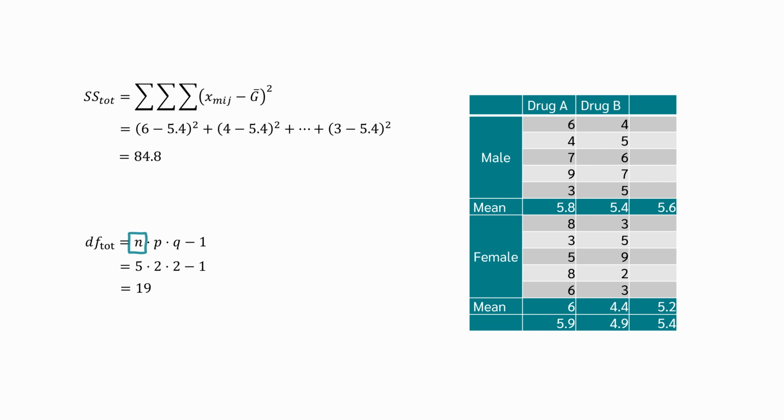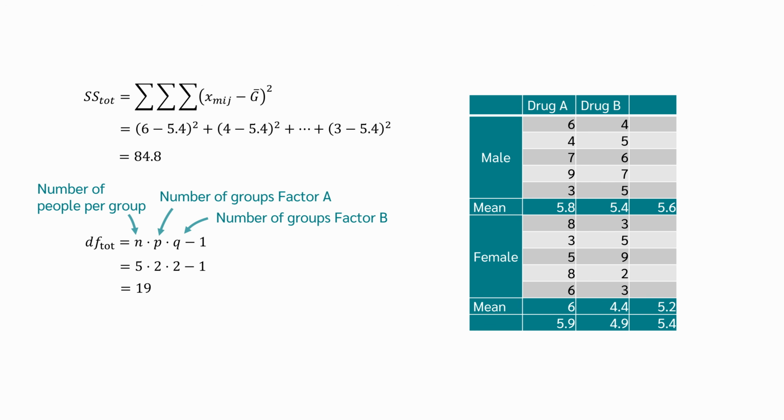The degrees of freedom are given by n times p times q minus 1. N is the number of people in a group, in our case 5, and P and Q are the number of categories in each of the factors. In both cases, we have two groups.